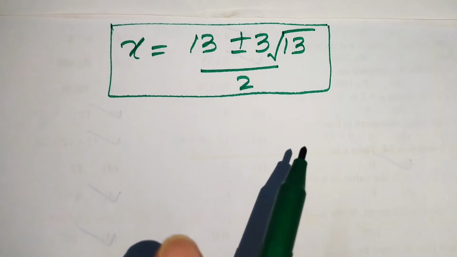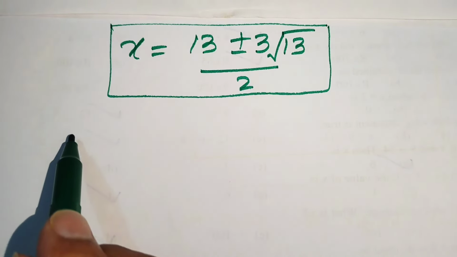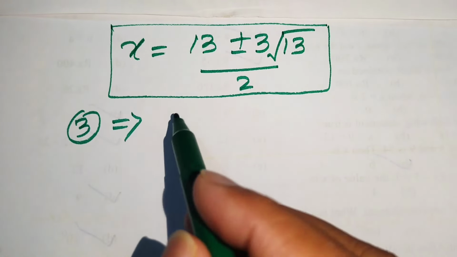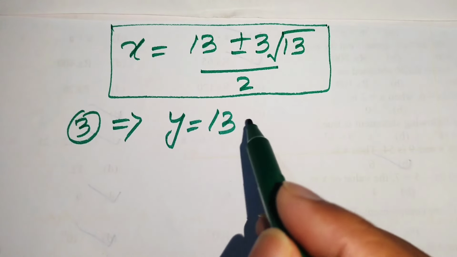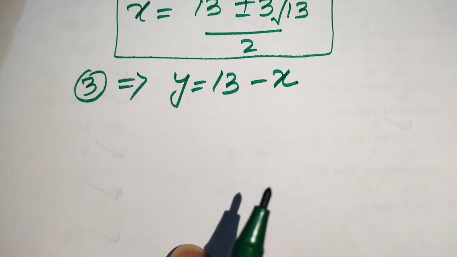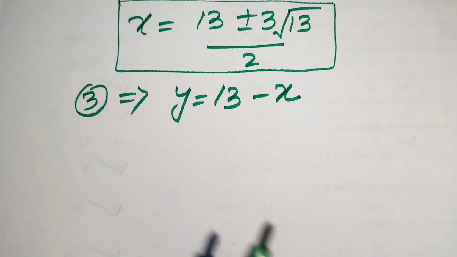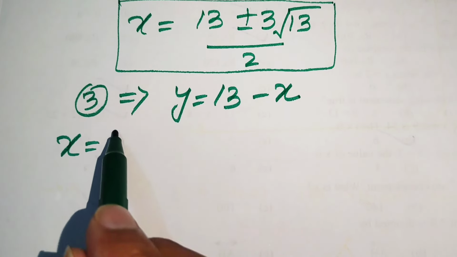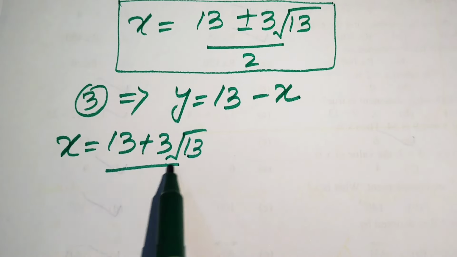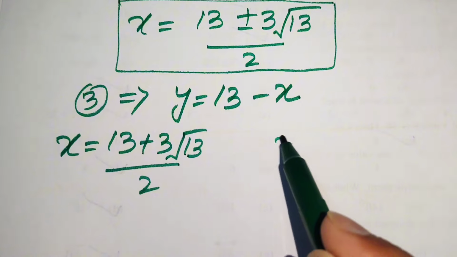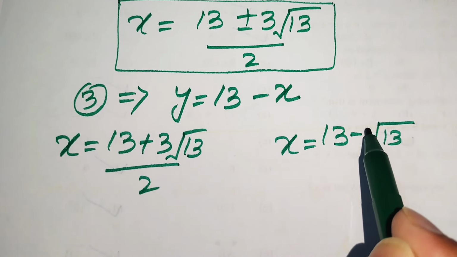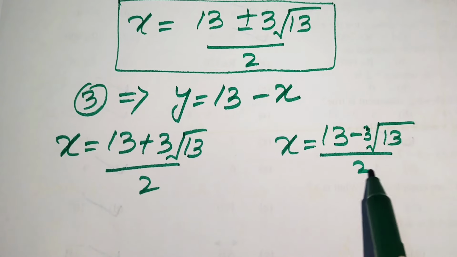So in order to find the value of y, we need to substitute these two values in equation number 3. So here our equation number 3 implies that y equals 13 minus x. This is equation number 3, and now we substitute both of these values here. So here we write the positive value, it is 13 plus 3 into the square root of 13 divided by 2, and here we write the negative value, it is 13 minus the square root of 13 into 3 divided by 2.